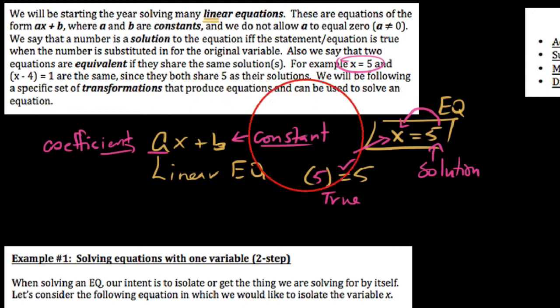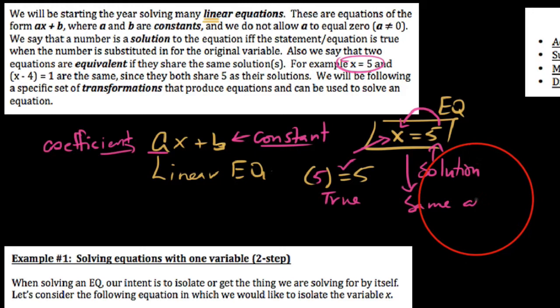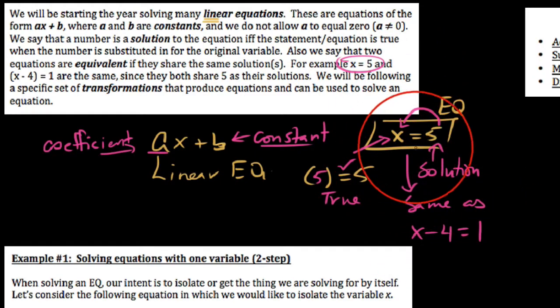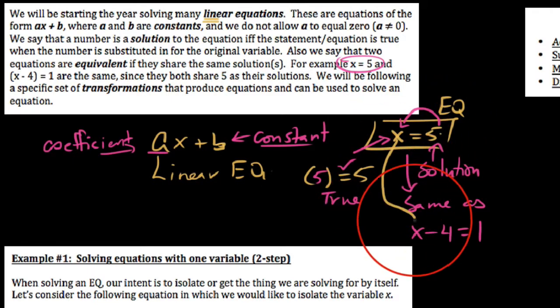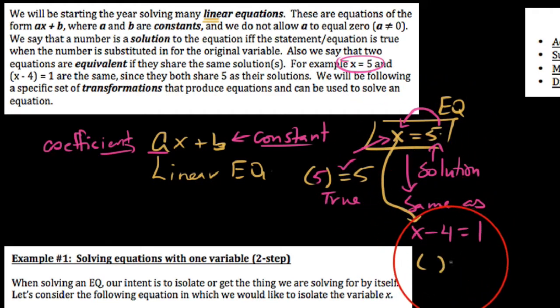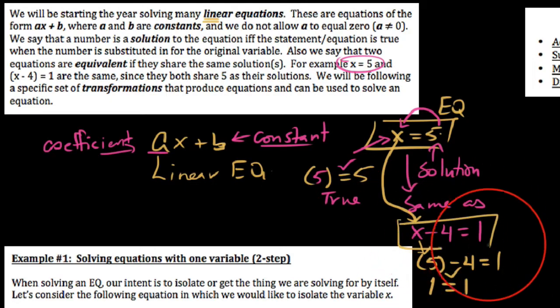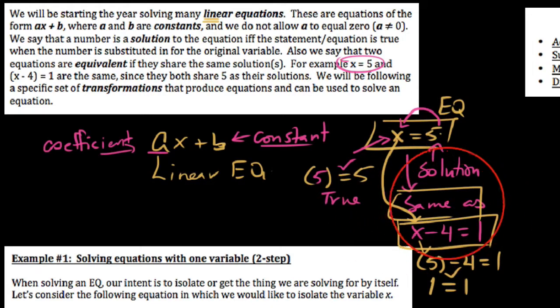Furthermore, we say x equals 5 is the same as x minus 4 equals 1. The reason I want to say this is, what if I take x equals 5 and plug in a 5 for the x in the second equation? We would say 5 in for our x value here, then 5 minus 4 is 1. I get 1 equals 1, and this is true. So we'd say this equation and this equation are the same, because they have the same solution. Two equivalent equations are equivalent because they have the same solutions.